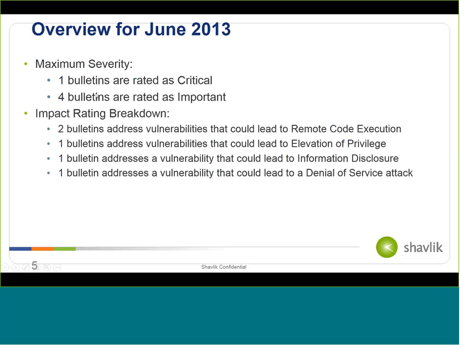Breakdown of the severity and impact ratings. There's 1 critical bulletin this month, and there are 4 rated as important. Two of these vulnerabilities could lead to remote code execution, 1 elevation of privilege, 1 information disclosure, and 1 denial of service attack.